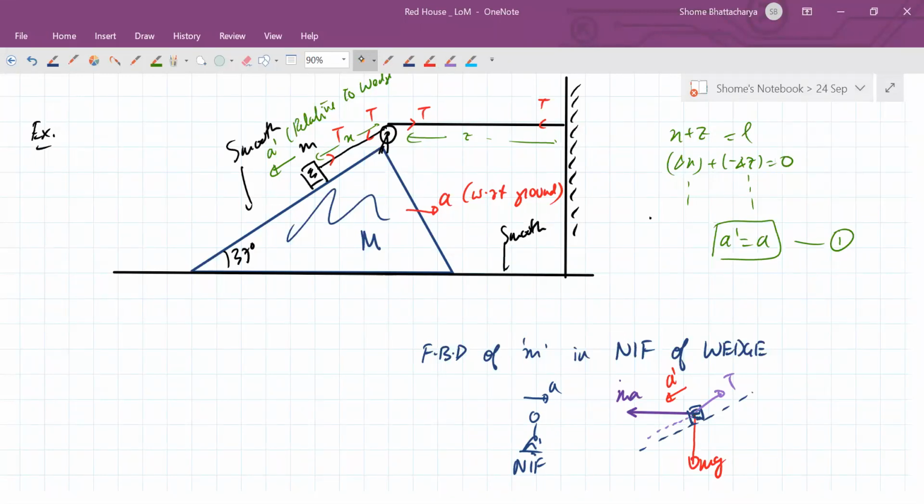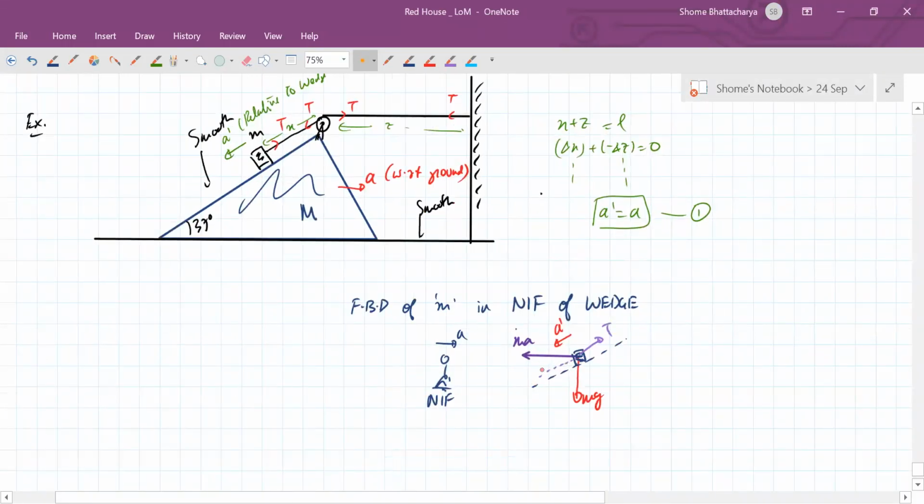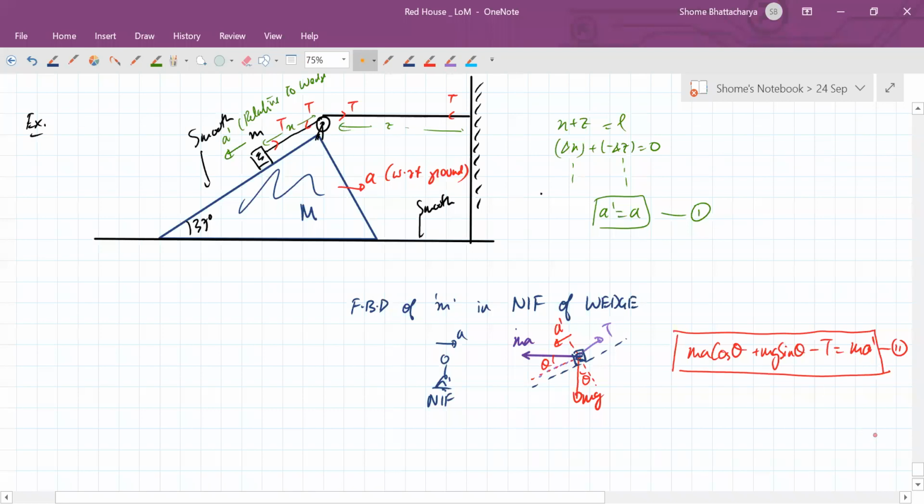Yes, Kevin, that equation is correct. Okay. So what will the equation be for this? So if this angle is theta, over here you can see that this angle will also be theta. So ma cos theta plus mg sin theta minus T is equal to ma prime. This is our second equation. But in this, of course, you will substitute a prime equal to a.